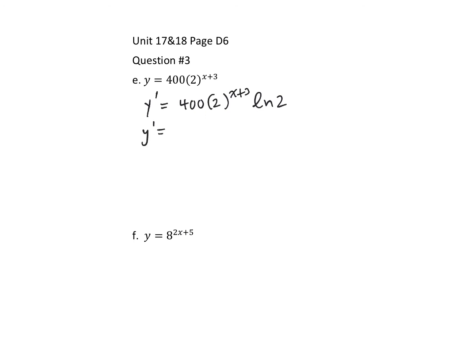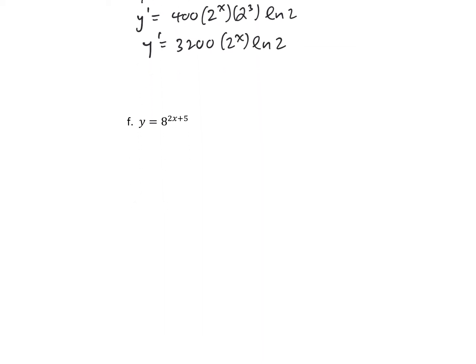What they have done is they have separated the 2 to the power x plus 3 into 2 to the power x times 2 to the power 3, because when we multiply with the same base, that's the same as adding. So they've changed the addition back to multiplication. And then they've taken 2 to the power 3, which is 8, multiplied it by the 400 to get 3200. And then we have 2 to the x ln 2. Okay, so that's how it's been simplified.